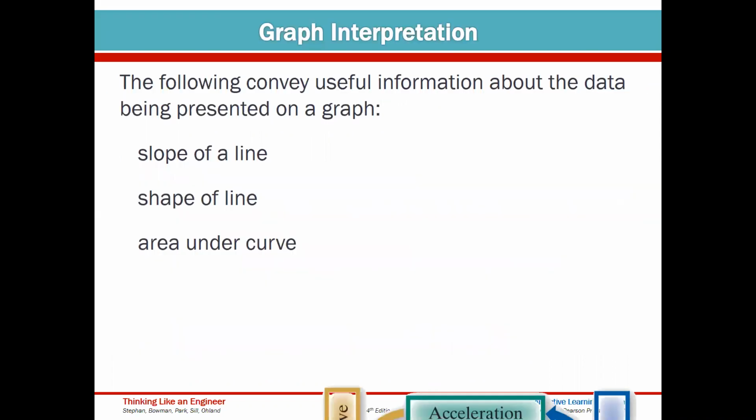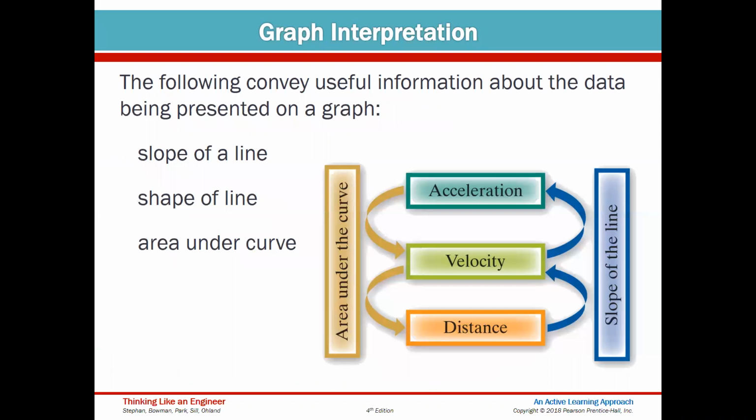And so for graph interpretation, we use things to convey information. So talking about the area under the curve or the slope of the line, the shape of the line. Those all tell us something about what that data represents or means. And so talking in calculus terms, you can differentiate to get your slope of the line.